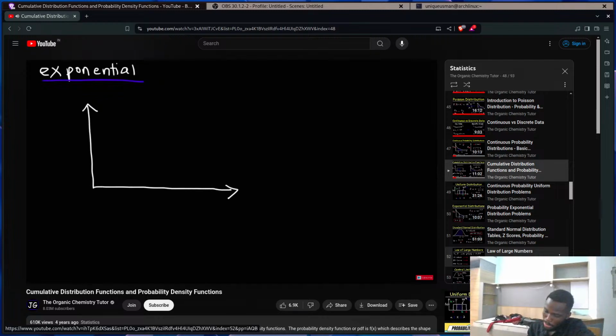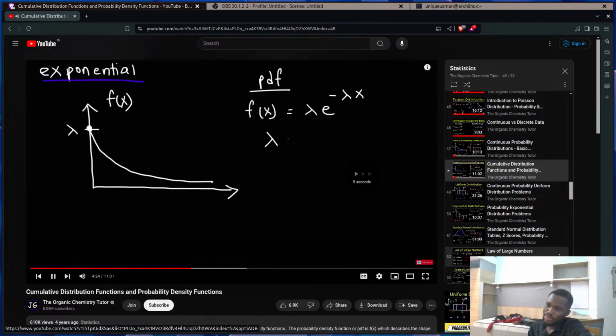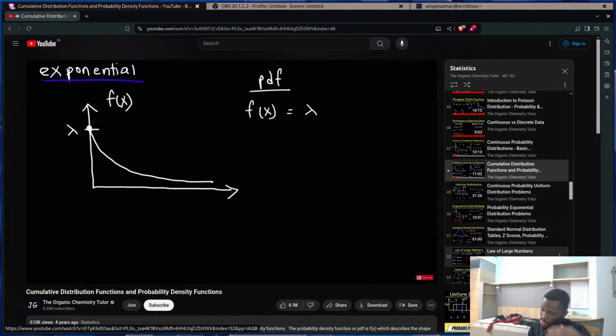In the exponential distribution, the maximum value is the y-intercept and it decreases over time. The maximum value is also known as lambda, the rate parameter. The probability density function for an exponential distribution takes the parameter that determines the shape of the curve, and for this particular distribution it is lambda e to the negative lambda times x. And lambda is the rate parameter. It's 1 divided by the mean.